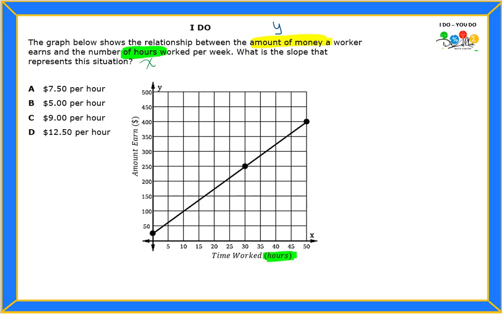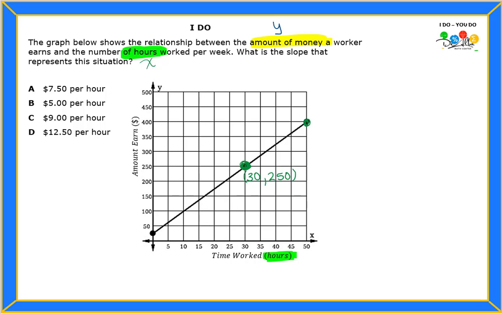So now I want you to look at the points that are given to you. I do see a point right here, and I'm going to point it out for you. That point is 30 and 250. So I'm going to write it down here. 30 and 250. Now what does that mean? Well, it means that if he works 30 hours, he will get $250. Or if he already worked the 30 hours, that's how much money he gets.